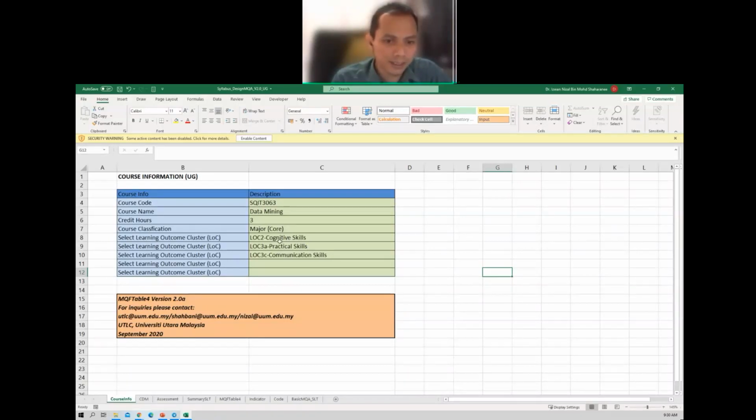Connective skill can be evaluated using schema jawapan, and also rubric. Normally in connective skill we have the schema jawapan. So: schema jawapan, practical skill and communication skill. Okay, clear? That is the first thing that we do for each subject. This is the practice in this university. Okay, boleh.